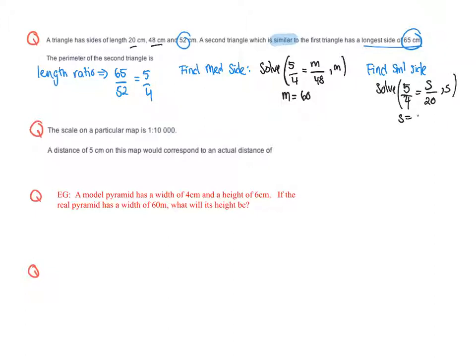Which is 25. So the perimeter of the big triangle will be 65 plus 60 plus 25. So what's that equal to?